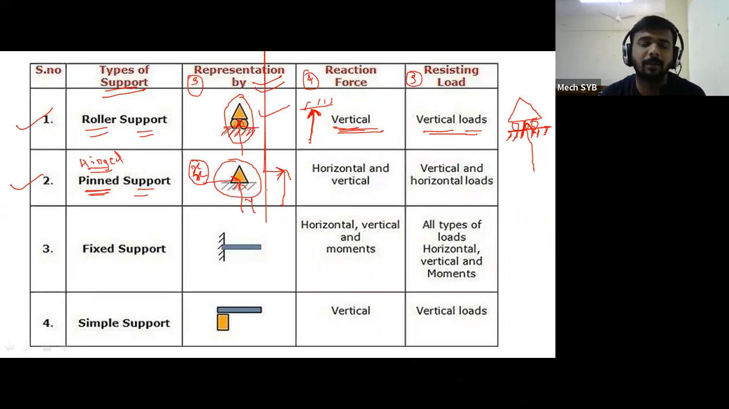But we only need to understand the basic difference between the roller support and the hinged support and how it is looking like. Roller support means there is a roller, hinged support means there is only a triangle. In roller support only one reaction, that is vertical. In hinged support two reactions, one is vertical, another is horizontal. These two reactions mean if pinned support or hinged support is provided in the beam, there is a restriction for movement in x direction and y direction.